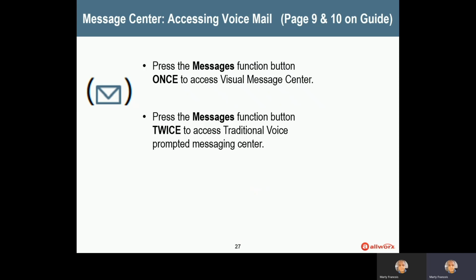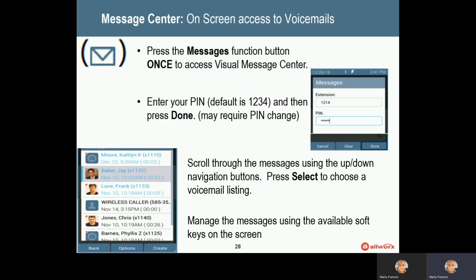So we're going to go ahead and continue on and talk a little bit more about the on-screen access to voicemail. Again, you press the messages function button once to access the visual message center. By default, it's going to put your extension up there at the top, and then it's waiting on you to put in your PIN or your password. The default PIN or voicemail password is 1234, but your system might require you to change that PIN or password. So if it does, you'll have to change it to something else.